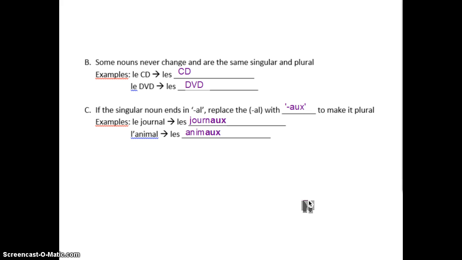Kind of similar to the other ones, so you'll get used to seeing an X at the end instead of an S for some plural items. So again, instead of le journal, the journal or the newspaper, you get les journaux, which is the newspapers. Instead of l'animal, which is the animal, you'll get les animaux, which are the animals. And again, I know you don't really hear a huge difference in that sound, but I wanted to point that out as far as what you can see on your screen.